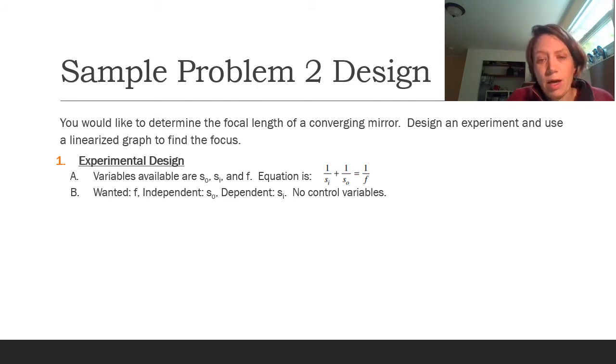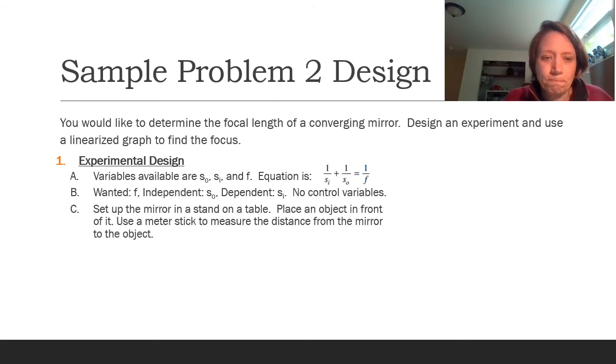The independent value, the one that I can control, is probably the object distance, because I can move that object around or move the lens or the mirror around. And the dependent is going to be the image location, so I will be measuring where that image ends up appearing. Again, I don't have to have any control variables because there's only 3 in that equation.